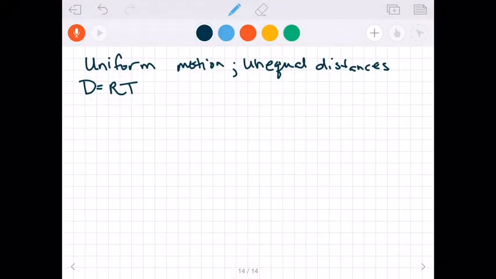Lesson 99 is about uniform motion, unequal distances. I'm going to just write a little 99 up here so we can see that well. This is lesson 99. On these types of problems, the thing you always want to do first is write your distance formula. Distance equals rate times time.